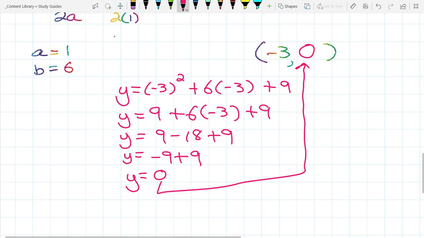Last question was part D. Asked, does it open up or down? Well, because the a is positive, this opens up. So it would make a smiley face.